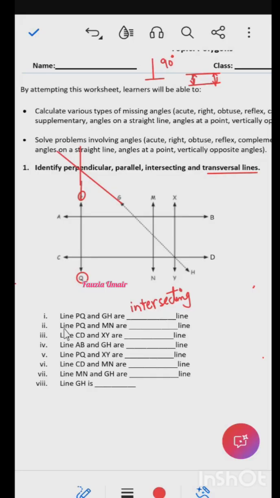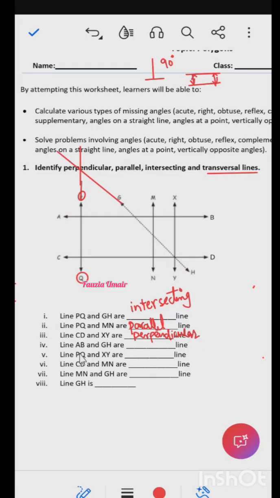Right. So line PQ and MN. They are parallel lines. So we will just write down they are parallel lines. So what about CD and XY? Ma'am, they are perpendicular. Perpendicular, very good. They are perpendicular lines. So we will just write down perpendicular.